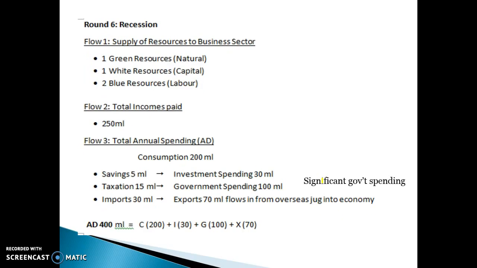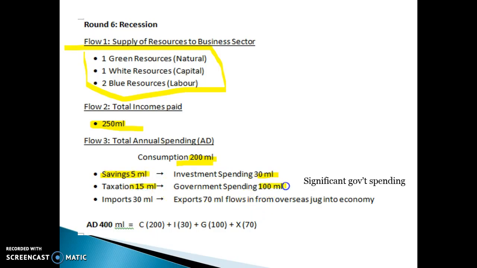But the important one is a recession. A recession: really low levels of income. Very few resources supplied to the market because there's not much need for them because of a lack of demand. Consumption spending is low. It's still not as volatile as investment spending because people need to eat, people need to spend money, but investment spending is really, really low. Savings is generally low because people just don't have much money. They might have a higher propensity to save because consumer confidence is low, but if you don't have any money, you can't really save. Taxation is really low because very few people have jobs.